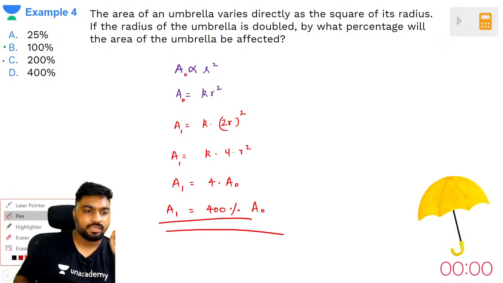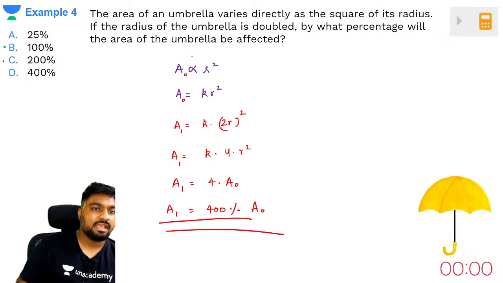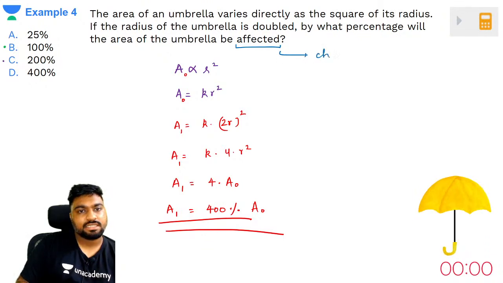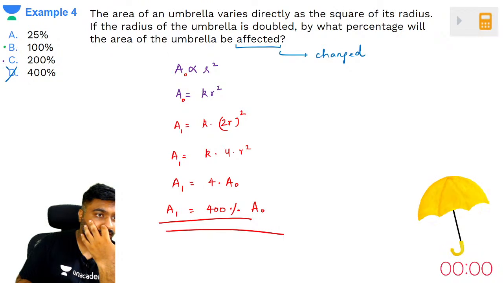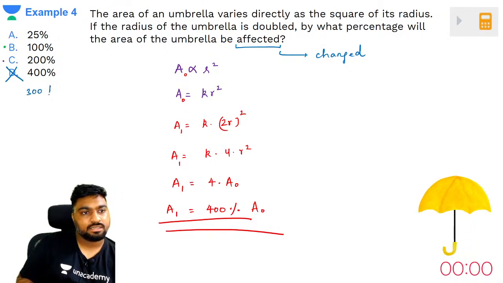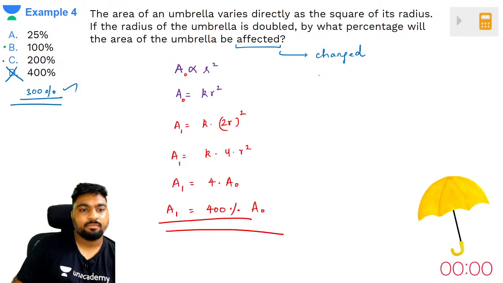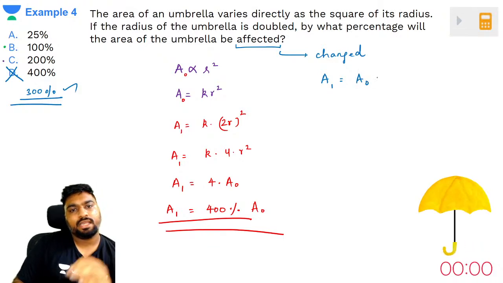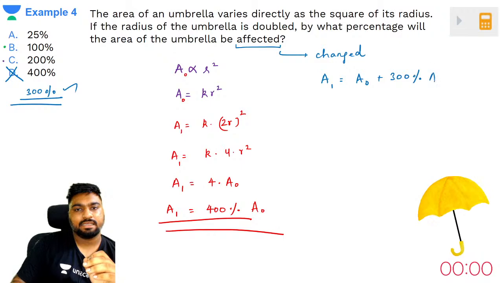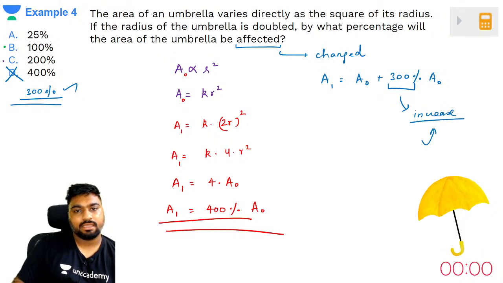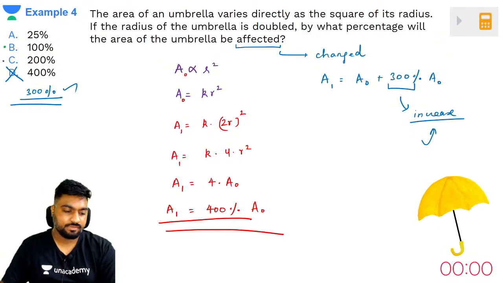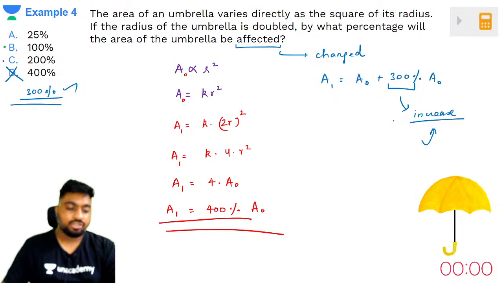But listen to this carefully, there's a twist here. By what percentage will the area of the umbrella be affected? Affected means changed. So actually the answer is not 400%, it's supposed to be 300%. Clear? Because the area has a 300% increase over the old area. They are not asking what the new area is, they are asking by how much it changes. By 300%. Technically for this question there should not be an answer, right?